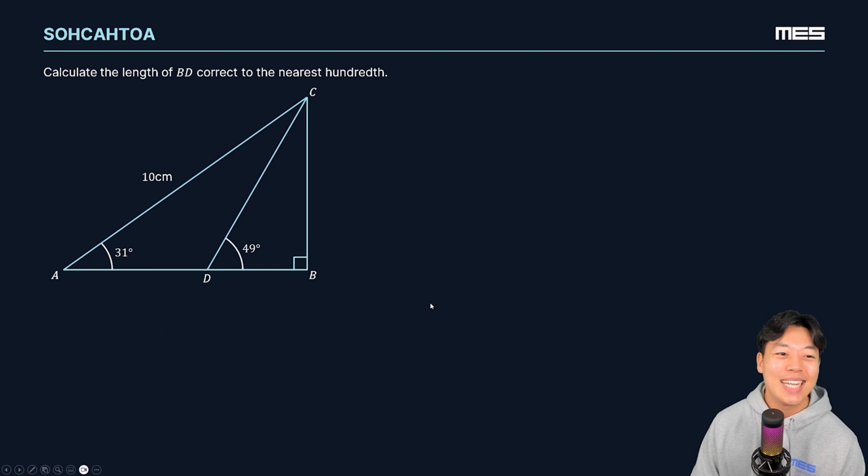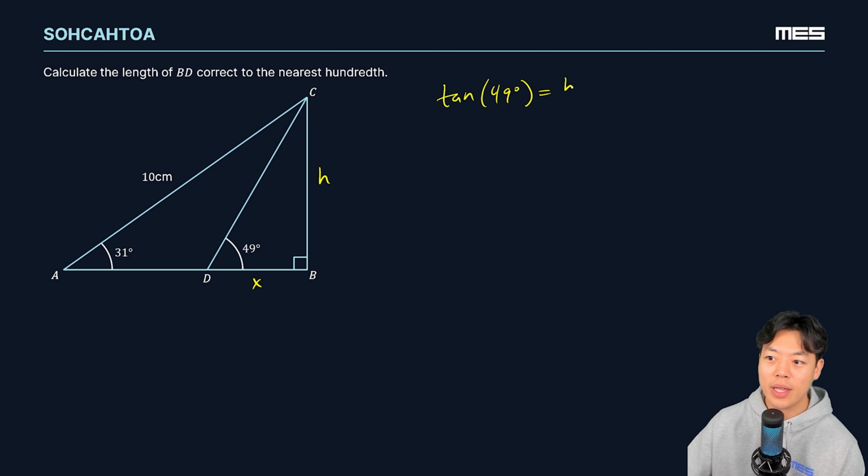Nice work. Now, calculate the length of BD correct to the nearest hundredth. This is what we want. Now, in order to find x, if I can find this h for height, then I can find x, right? I know that tangent of 49 degrees will equal h over x. And in order to find x, I can flip it. I can switch them.